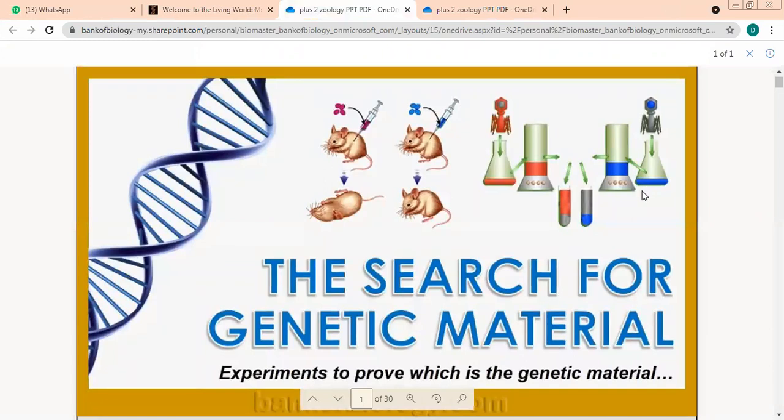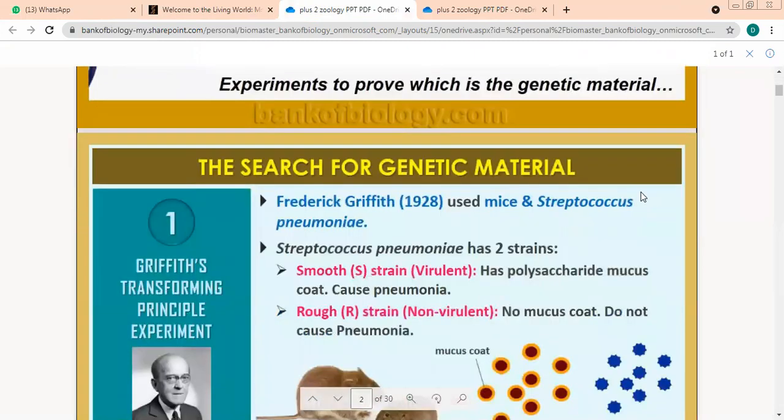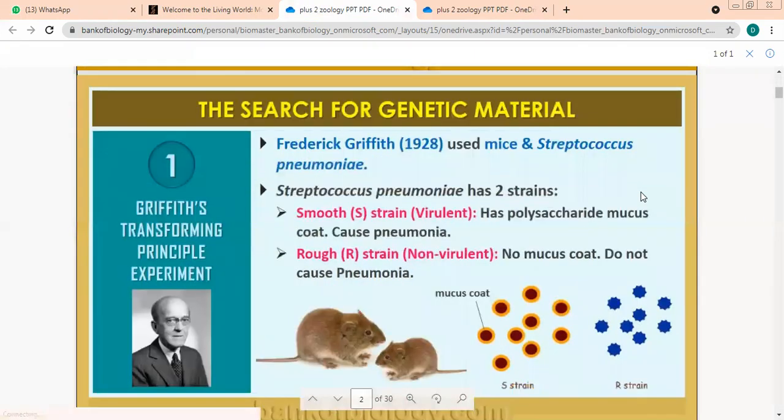Moving on to the next part, search for genetic material. We had certain experiments to prove which is the genetic material. RNA is genetic, DNA is genetic, proteins are the genetic material. What is the genetic material? We had a lot of experiments to prove this. The first experiment was done by Frederick Griffith in 1928.